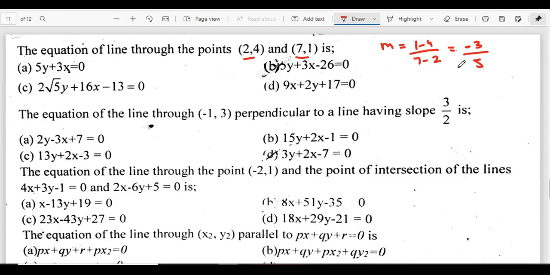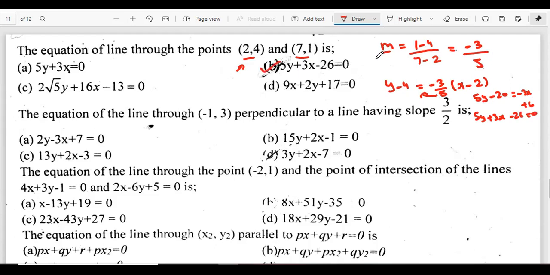Okay, so just pick up any point. Let's say (2, 4). So it is going to be y minus 4 equals m times (x minus 2). Now I'll take the 5 to the other side, so it would be 5y minus 20 plus 3x minus 6, and I can take everything to one side and that will give me 3x + 5y - 26 equals 0. So the answer is clearly B.